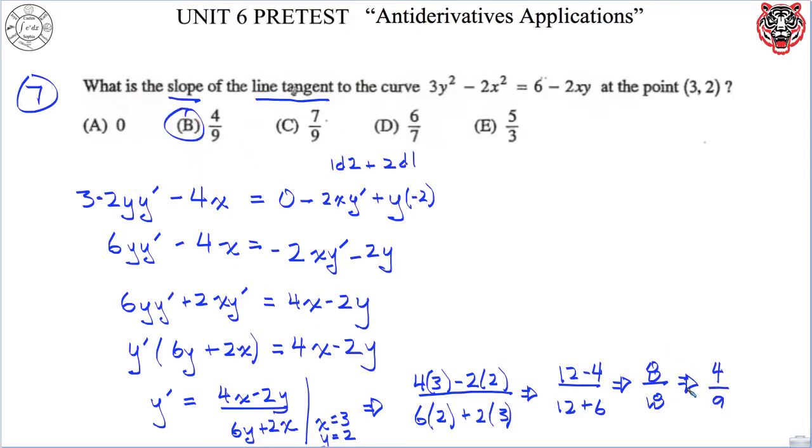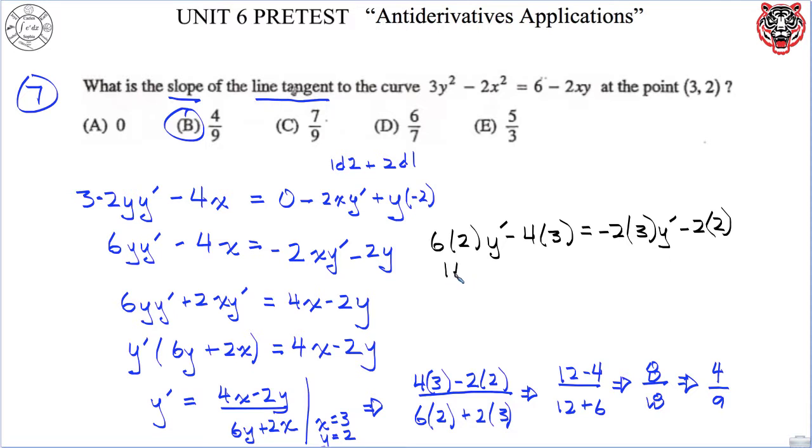But maybe you didn't want to do all of this math. Maybe you wanted to sub in right at this step, and I think that would have been the smart step. I want to show that. You can skip ahead because we already have the answer. But what if you subbed in? So if I have 6 times 2, y prime minus 4 times 3, is equal to negative 2 times 3 y prime minus 2 times 2. This should be faster, I would assume.